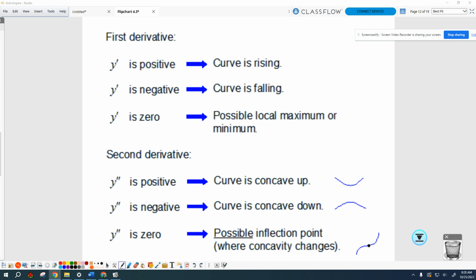I'm hoping that you don't need to write this, but that it makes sense. If y prime is positive, the curve is going up. It might be going up in a straight way, or it might be curvy this way, or curvy that way. What is going up if y prime is positive?